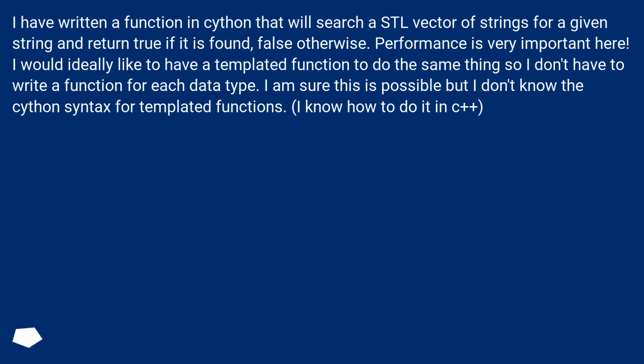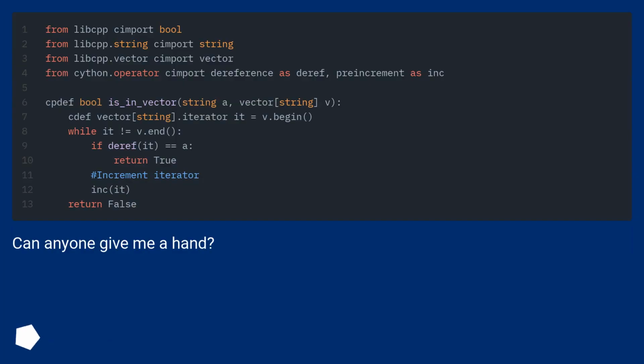I would ideally like to have a templated function to do the same thing so I don't have to write a function for each data type. I am sure this is possible, but I don't know the Cython syntax for templated functions. I know how to do it in C++. Can anyone give me a hand?